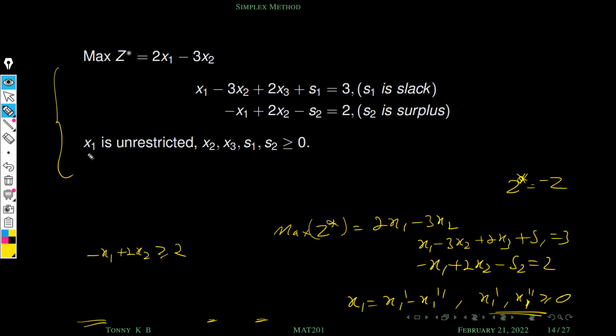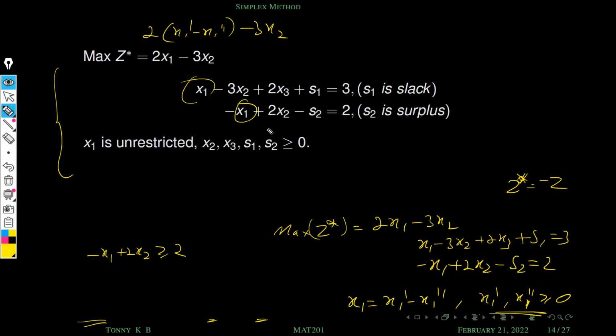Now next we have to convert this x1. So we know that x1 is x1 dash minus x1 double dash. So we have two more variables, that is x1 dash and x1 double dash, and we have to convert everything in terms of x1 dash and x1 double dash instead of x1. So what about our objective function? Objective function is 2 times x1 dash minus x1 double dash minus 3x2, like that. Instead of x1 we have to substitute x1 dash minus x1 double dash. Here also we have to substitute this one, and after the substitution, you can simplify.